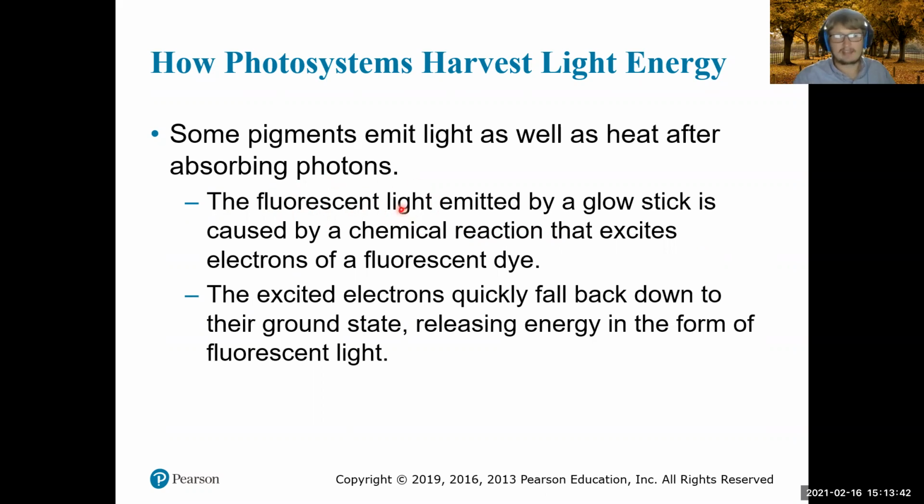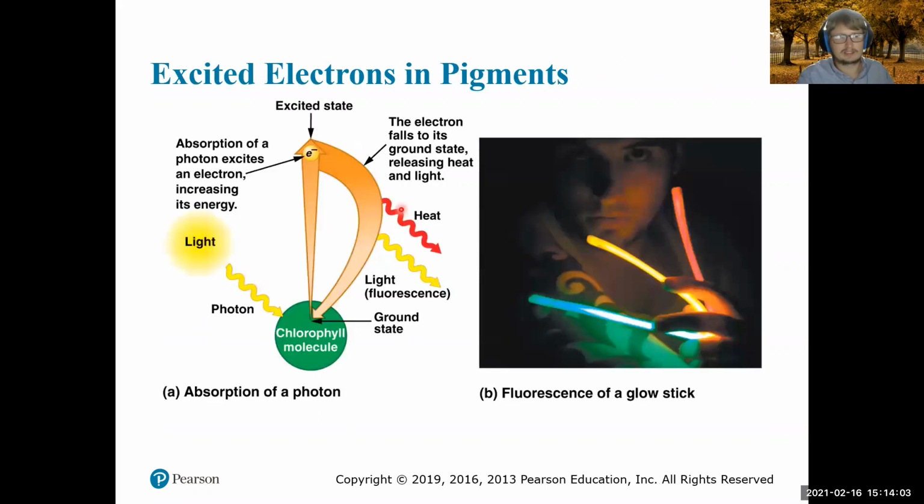And so, for example, the light that you see in a glow stick is caused by the chemical reaction that's exciting the electrons and the fluorescent dye. And those excited electrons will fall back down to the ground state, releasing that energy. And that's why the glow sticks don't last forever, because that energy will eventually be released. So here you have a figure of that, where you have the light hitting that chlorophyll molecule. The energy in that photon is exciting that electron. As that electron falls back down, it releases energy, and it releases the light fluorescence that leads to the glow sticks that we see in this picture here.